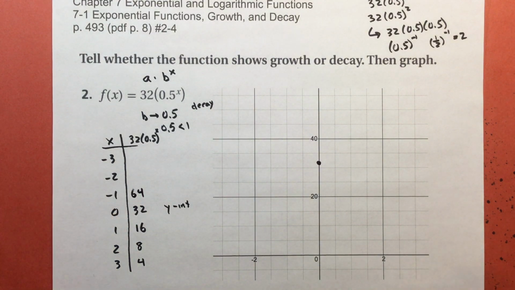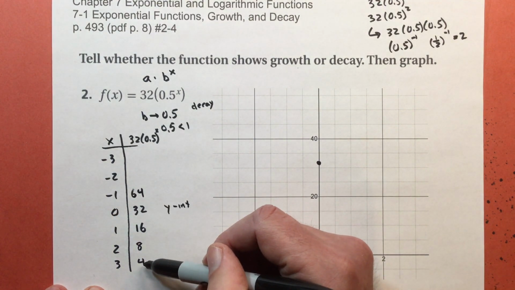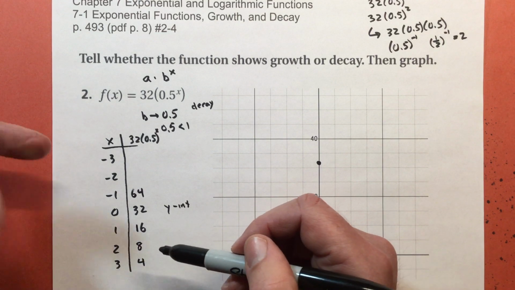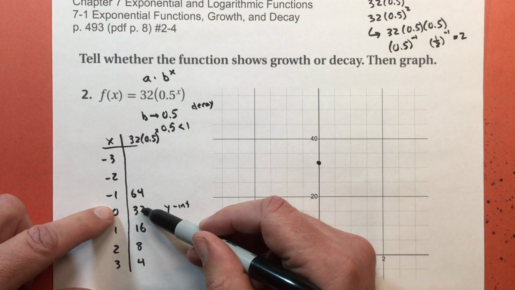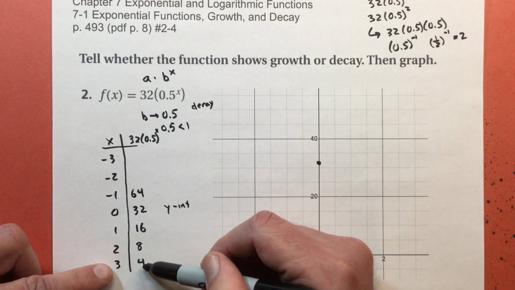Now, does that fit my pattern? As I go down on my table, which means my x's are increasing. I know, my x's are getting bigger, just my table is this way. I go 32, half of that is 16, half of that is 8, half of that is 4.